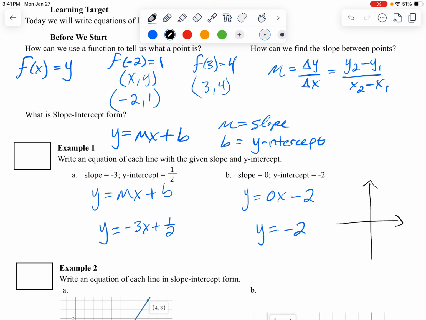So if just sketching this out, the equation of this second one, that would be this line right here, y equals -2, not +2. So it would be down here instead. Y equals -2. There we go. All right, so when the slope is 0, we have a horizontal line.